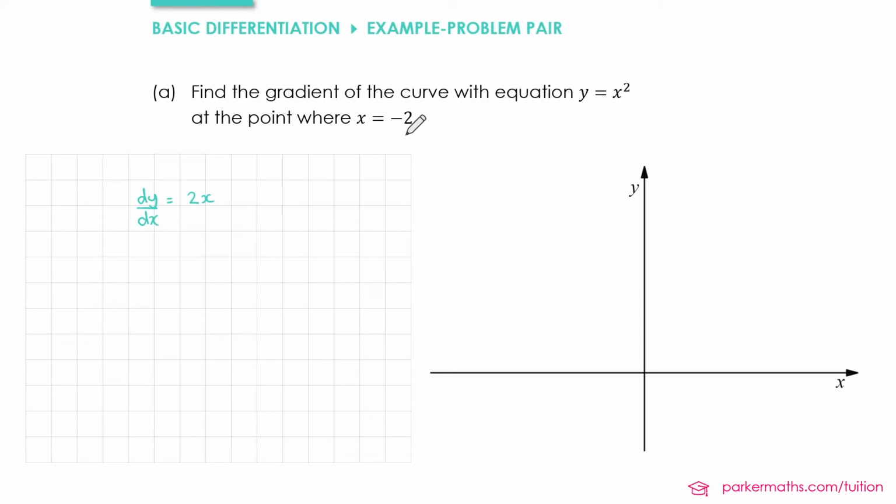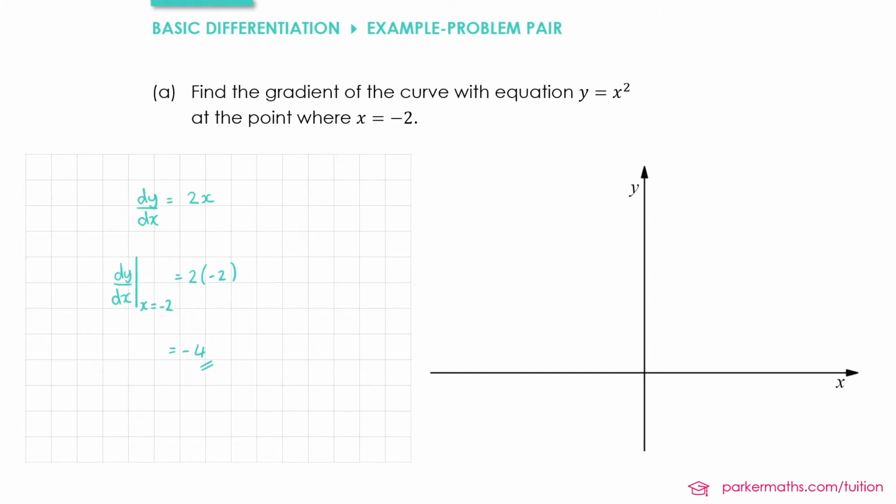There are two ways you can write the notation for this. You can write when x equals -2 and then substitute in and get your answer, or there's an alternative form of notation that looks like this. So we need to do 2 lots of -2, which gives us -4. So the gradient of the curve y equals x squared at the point x is -2 is -4.